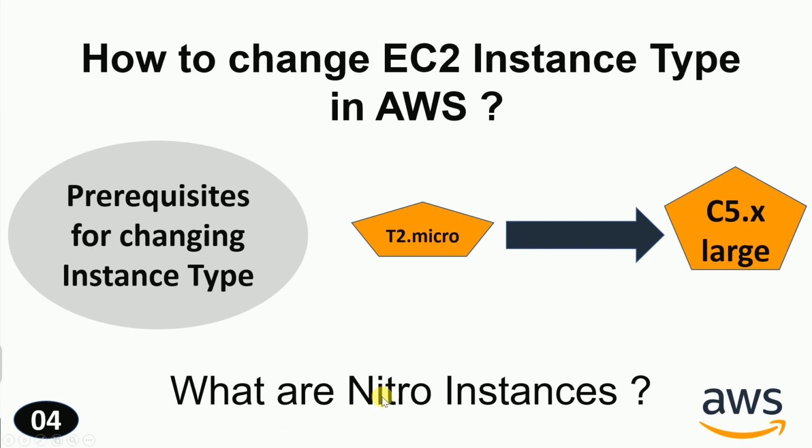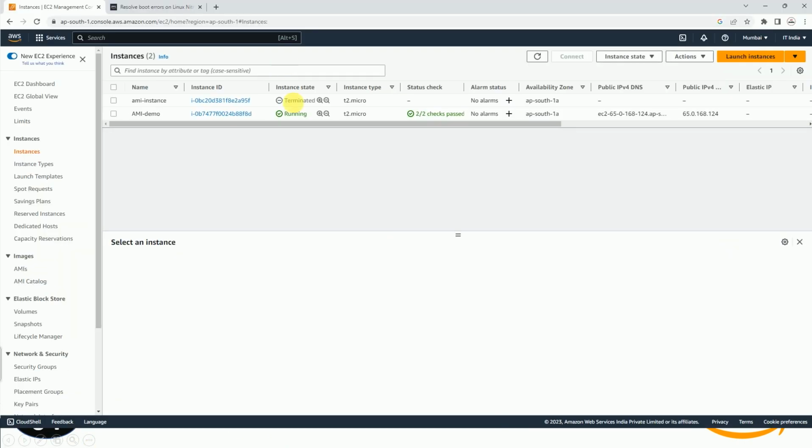And what are Nitro instance types and what are Xen instance types? Basically, this is the difference on the basis of architecture from the AWS side. There will be a slight architecture difference, and why we are discussing this point, you will also get to know as well. So first let us switch to the AWS console itself.